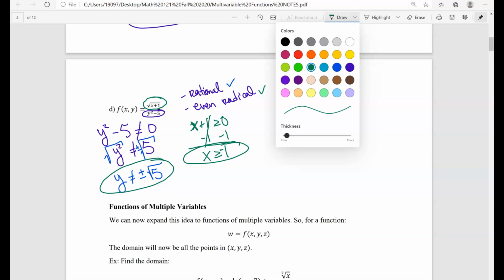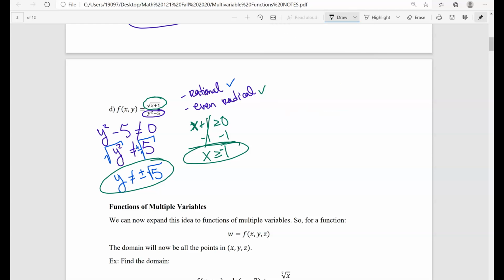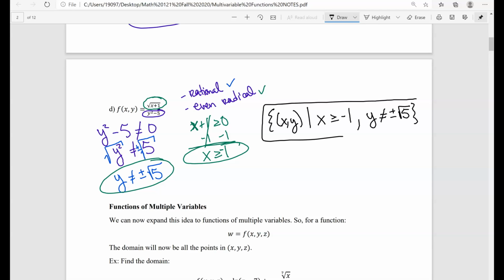So let's write it in set builder notation. It's going to be all values of x and y such that, and we're going to put both things in there. I like to put my x's first. x is greater than or equal to -1, comma, and this guy, y cannot equal plus or minus square root of 5. So all of the possible domains, you're just going to combine them together and put it all in one. All right, so that's how you would do that one.